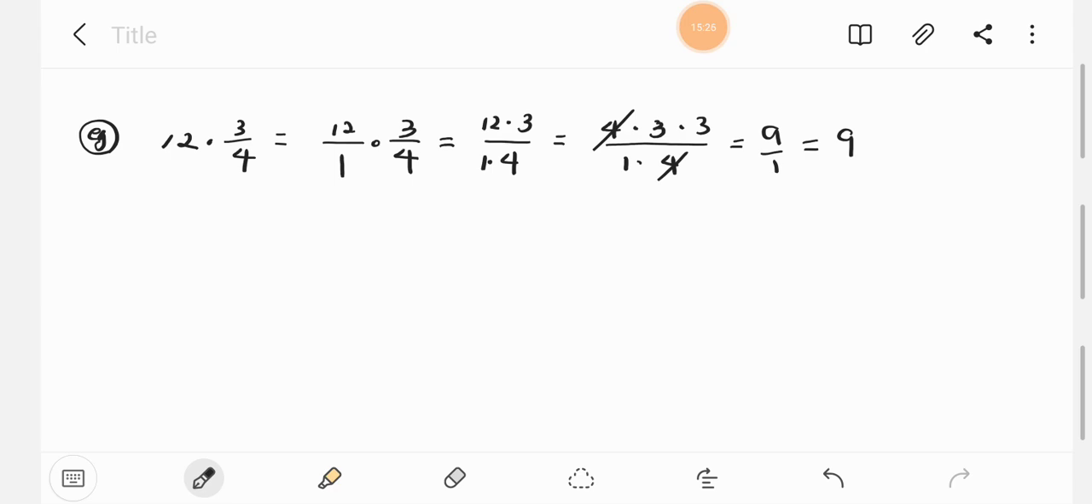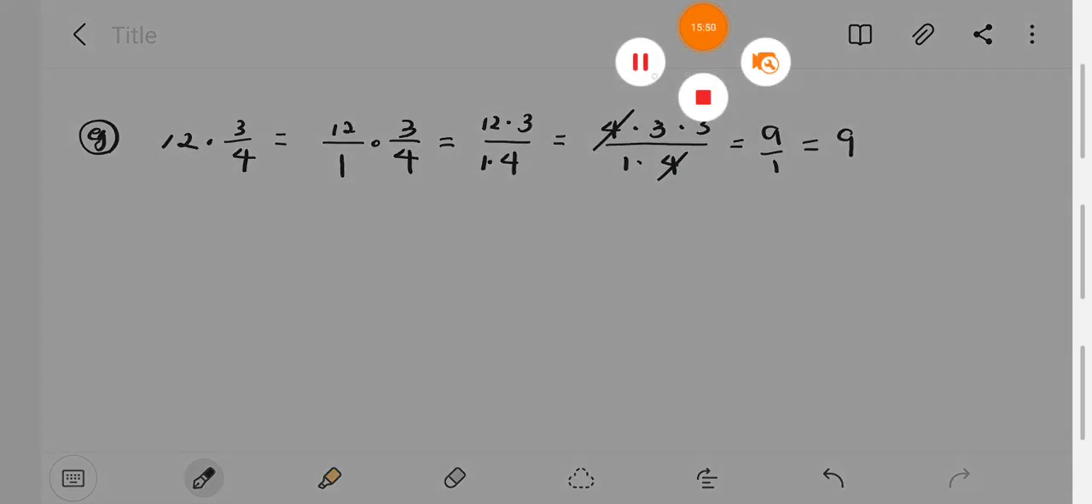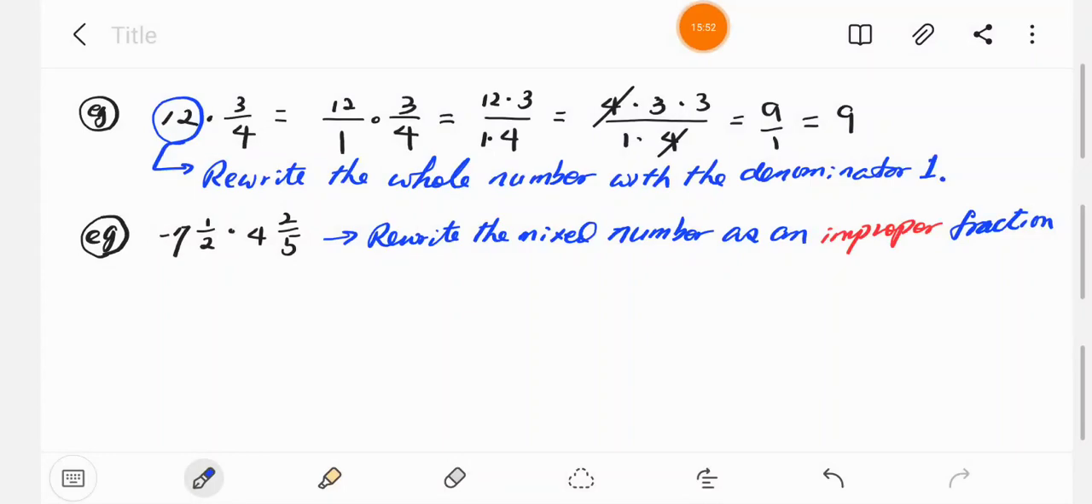All right. So it requires 9 yards of fabric. Can you see this part? I made 12 a product of 4 and 3 because we have a 4 in the denominator. So 4 times 3 is 12. Denominator is 4, so you can cancel out this 4. Okay, so when you have a whole number, rewrite it with the denominator 1.